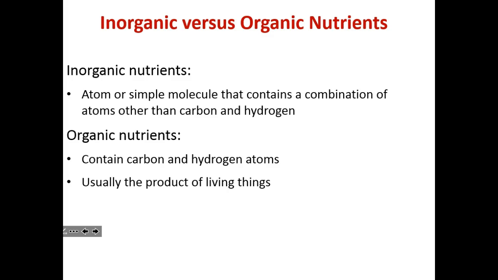Inorganic versus organic nutrients. An inorganic nutrient is an atom or a simple molecule that contains a combination of atoms other than carbon and hydrogen. Organic nutrients contain carbon and hydrogen atoms. They are usually the product of living things.